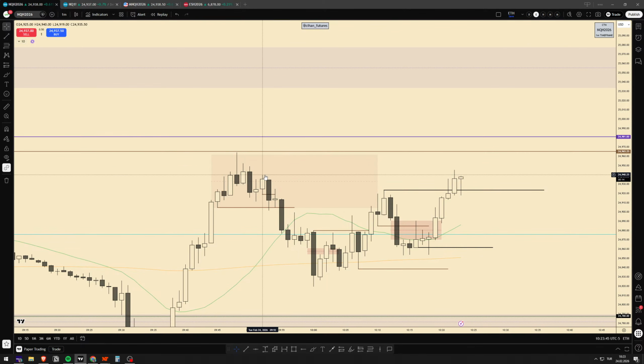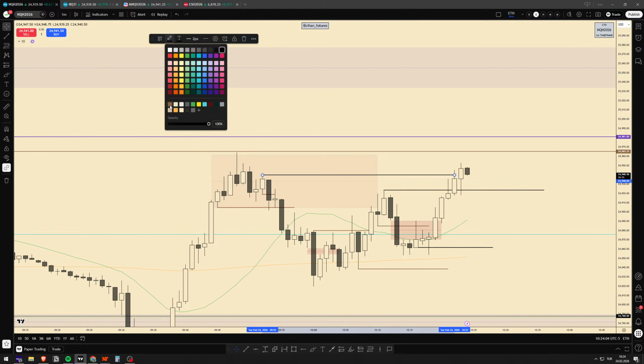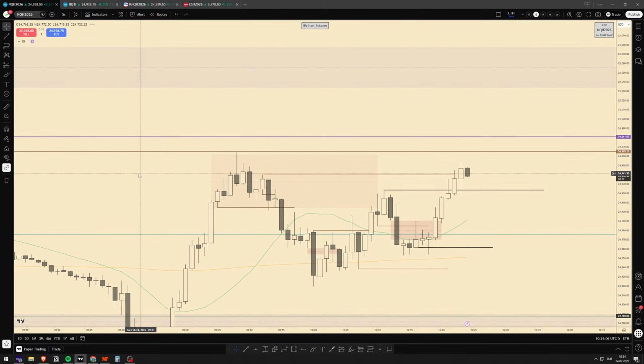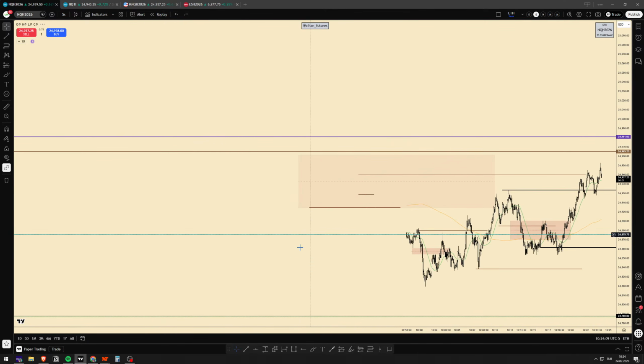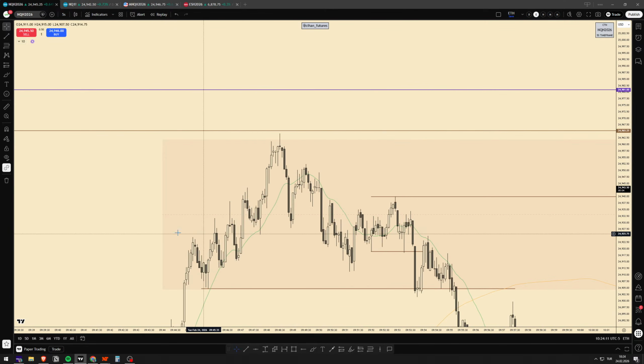Receiving some reactions from this level. This is a tap high on lower time frames. You can see it on the 1 second chart, 5 second chart, on 1 minute. It looks like this on 1 minute, but if we zoom in, by the way, I'm zooming in just to show you the idea.